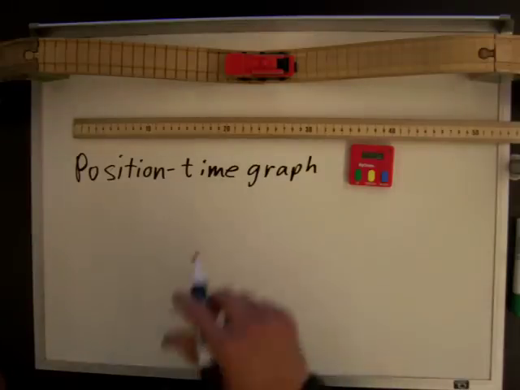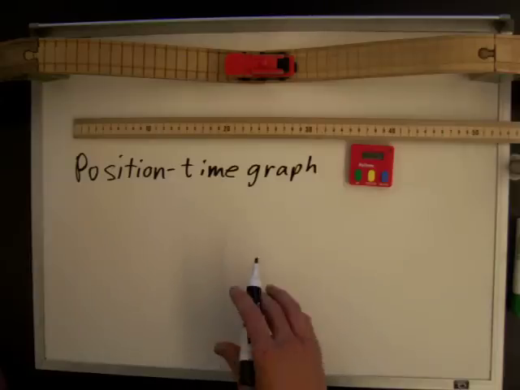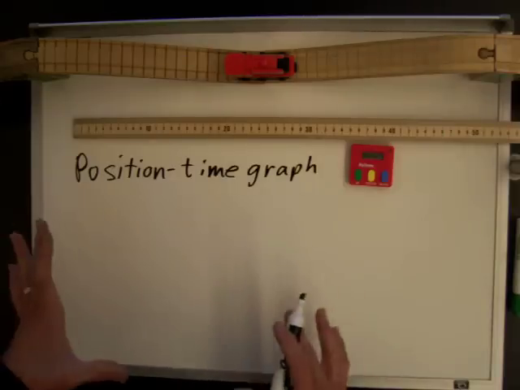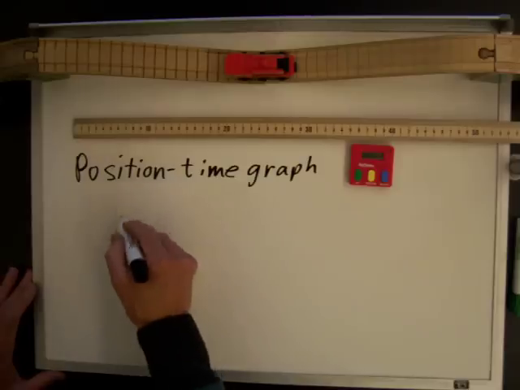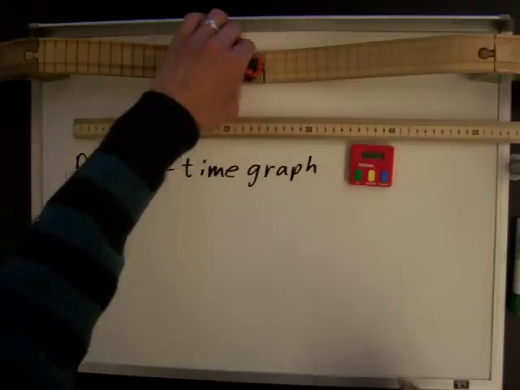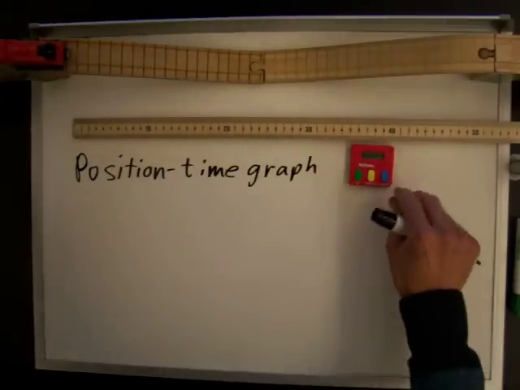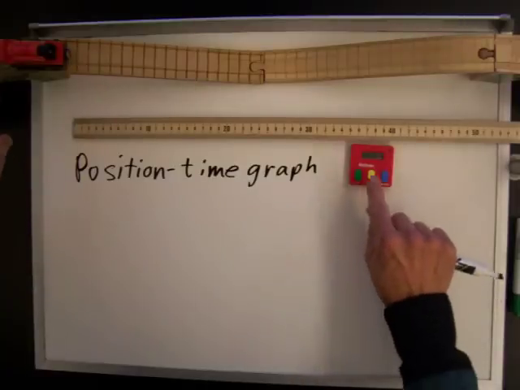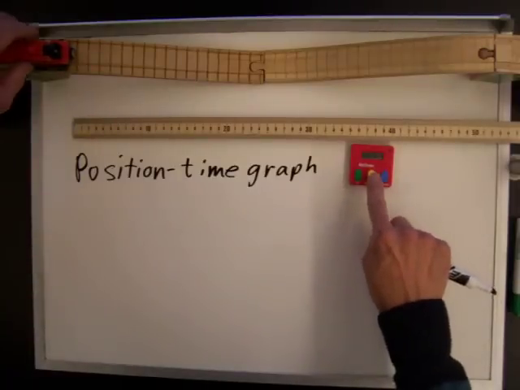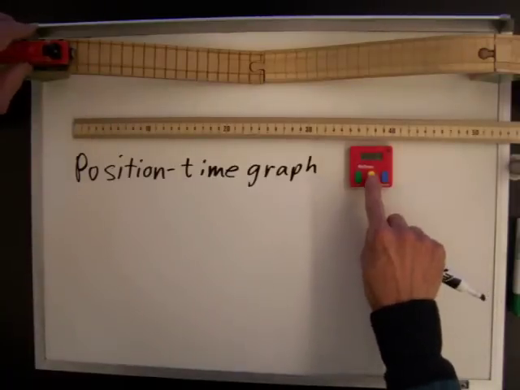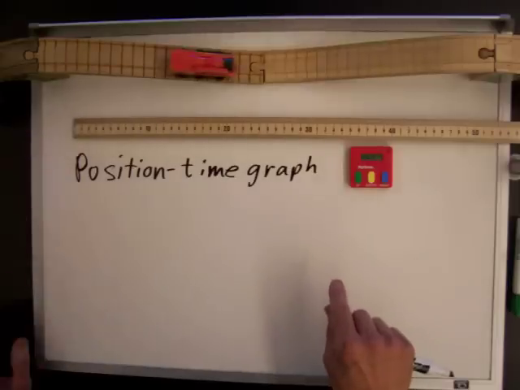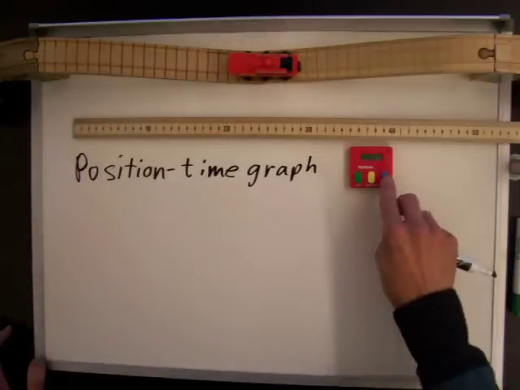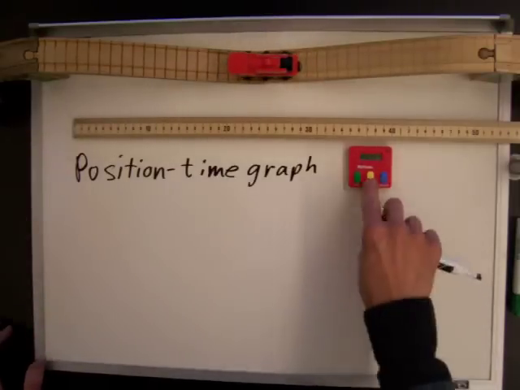Okay, now I can put that on a graph, but in order to make a graph I need two axes. I need a position, and for my other axis I'm going to use time. And I can measure the time just by pushing start on this timer. It may be hard to see this timer on the video, but you can imagine what it's doing. I'll count it. 1, 2, 3, and so on.